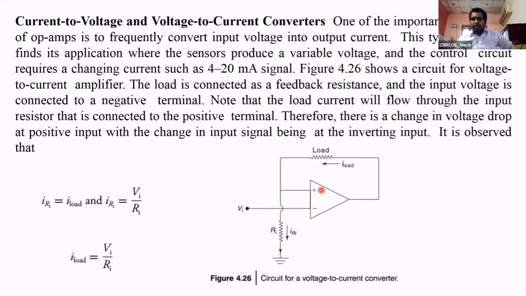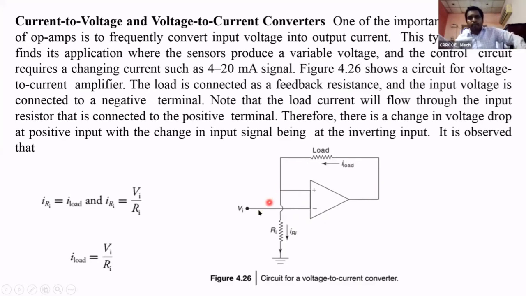Now we see a circuit. This is the circuit for voltage to current converter. These voltage to current and current to voltage converters are based on operational amplifiers. This is the operational amplifier which is used for converting the voltage into current. Here the input voltage is given to the inverting end, that is the negative end, and the output is connected to the positive.